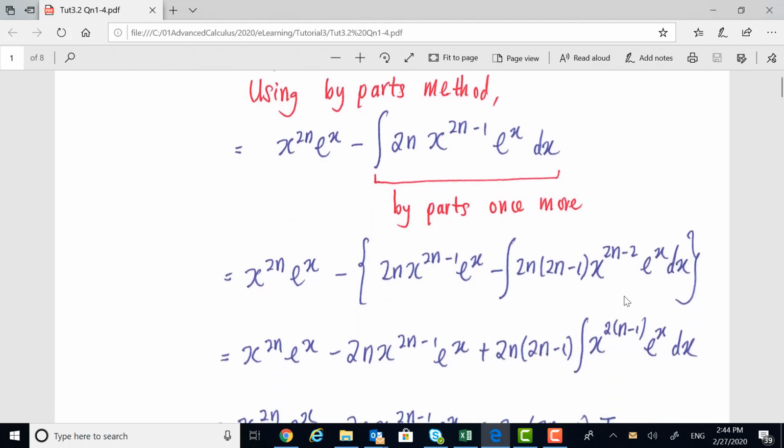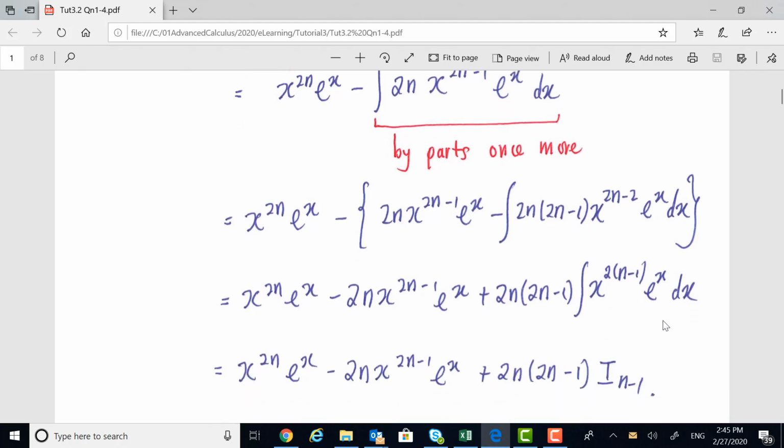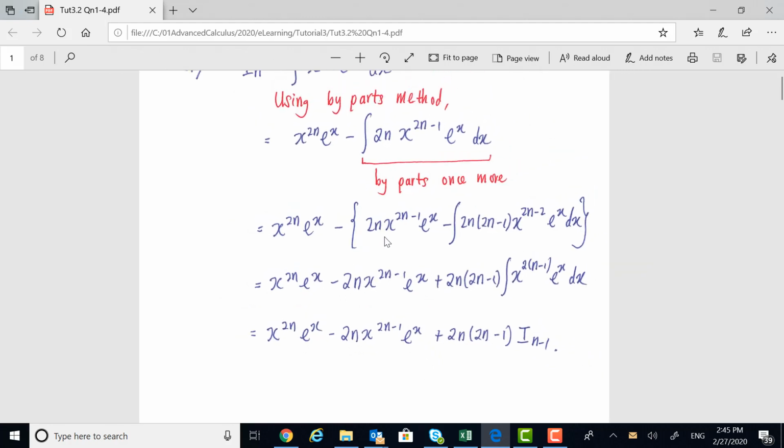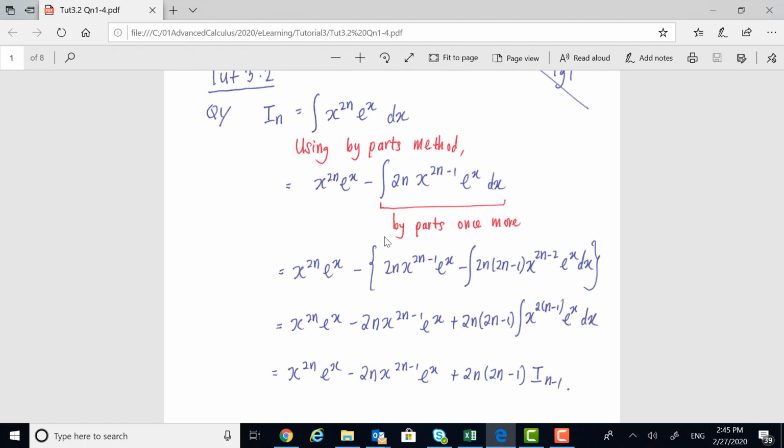Now I'm left with tidying up this expression. This is minus of this, which is here, and minus is a plus. And what I'm doing here is I'm going to rewrite this thing as 2 bracketed n minus 1. I have factorized out the 2. So in so doing, you will realize that this expression is actually your I of n minus 1. And this is question 1 of tutorial 3.2. Okay, an overall picture of this question 1 of tutorial 3.2.